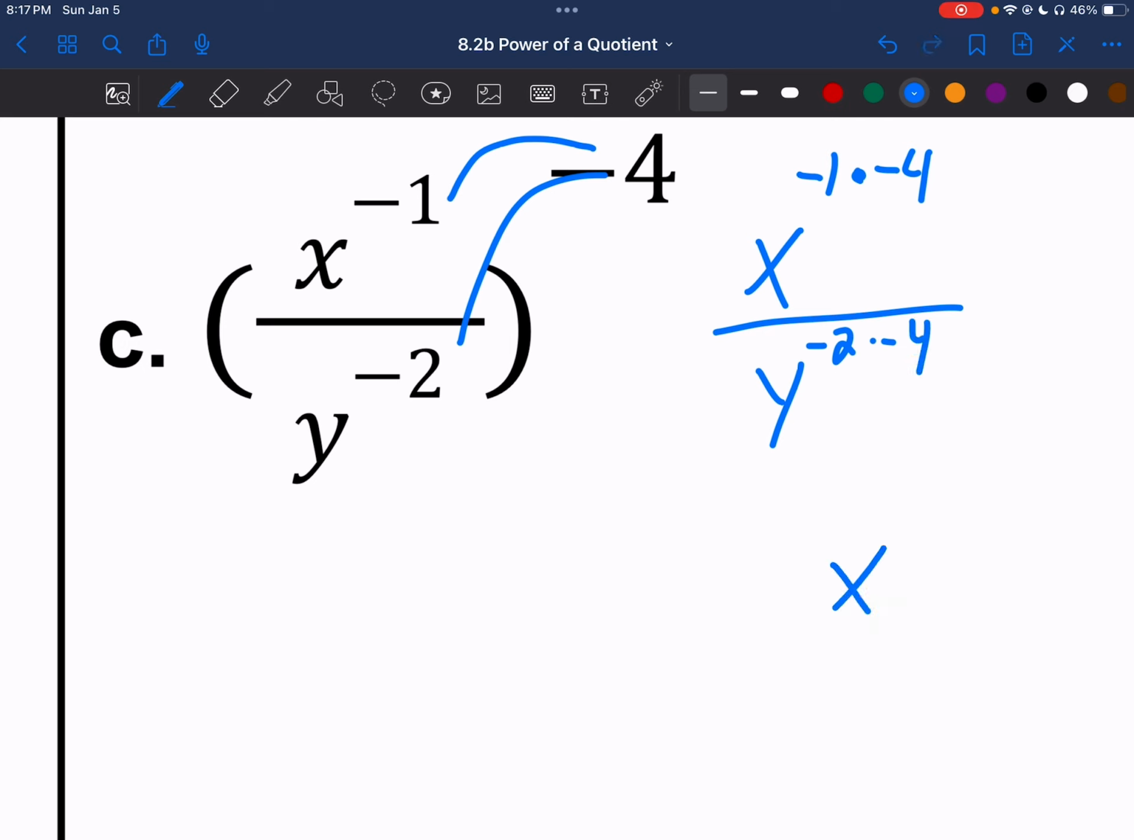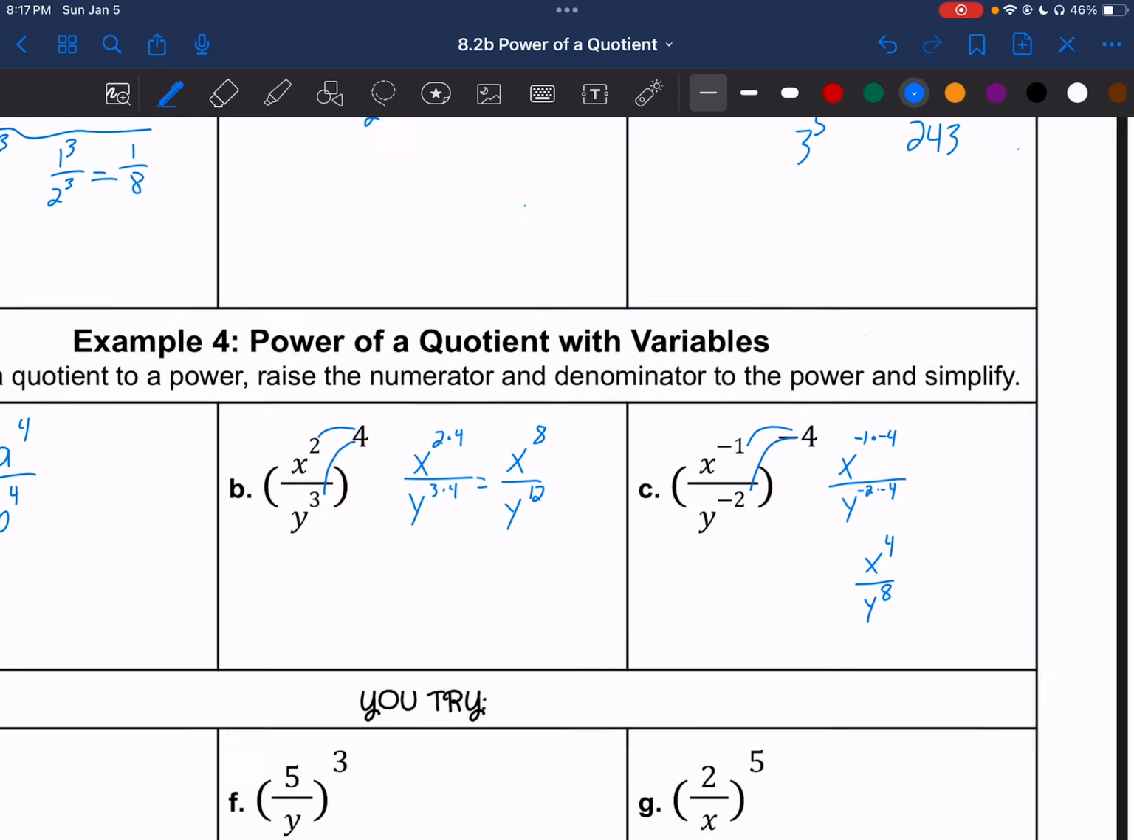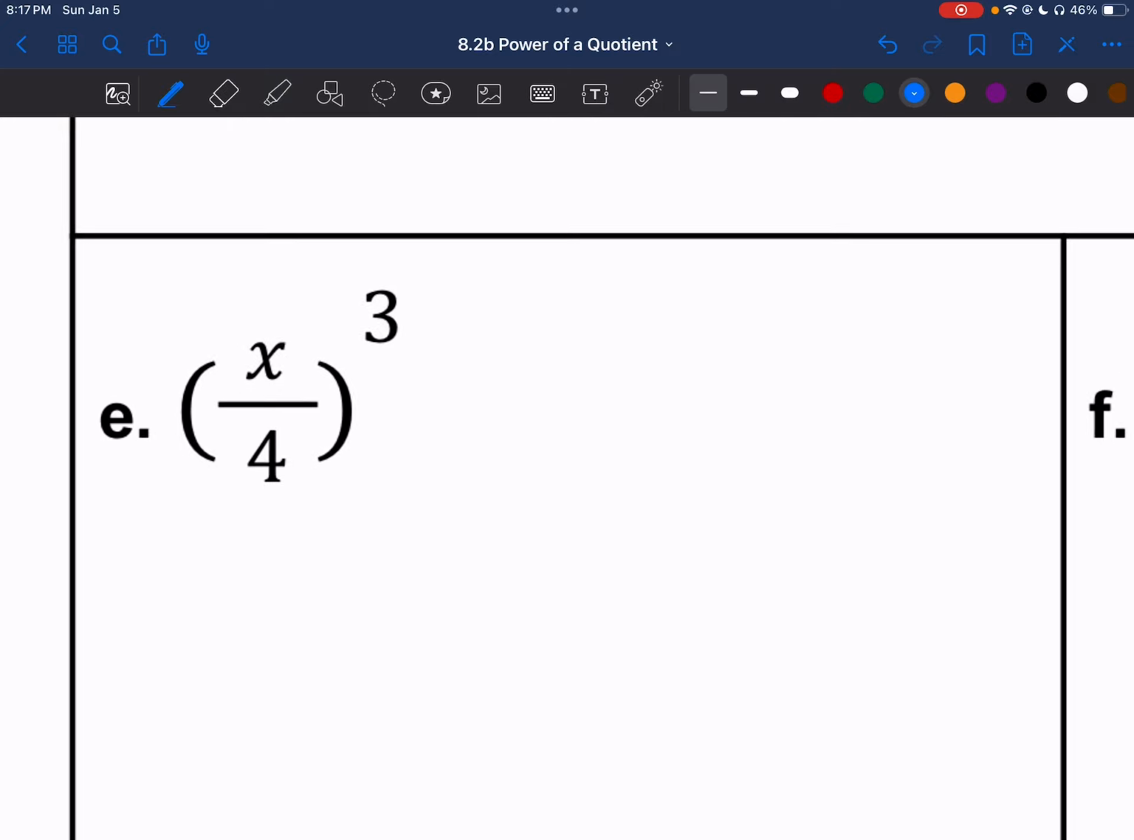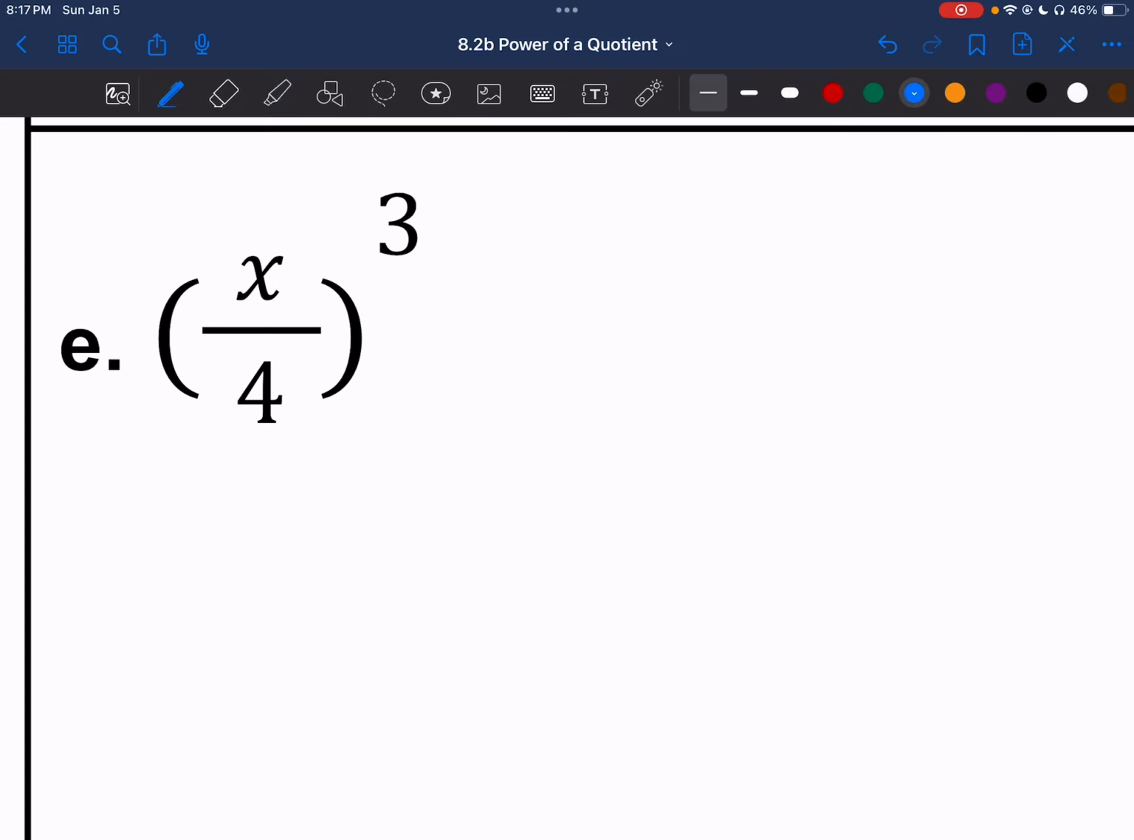And we get x to the 4th over y to the 8th. All right. Now, at the bottom of the page here are 3 you try problems. I want you to do those and then check your work against mine. So letter E, we're going to distribute, right? Exponents of 1 on each of those.